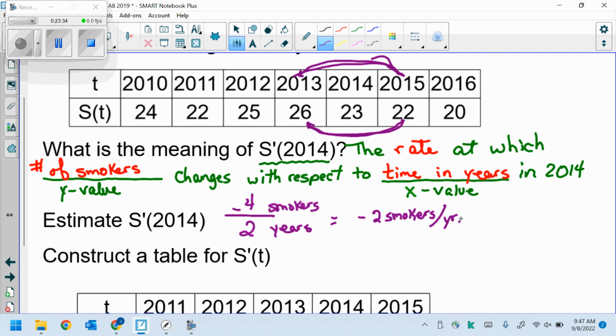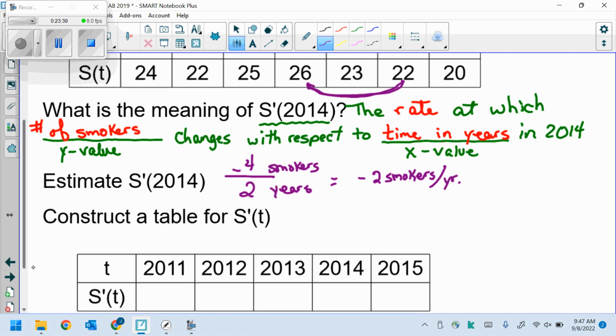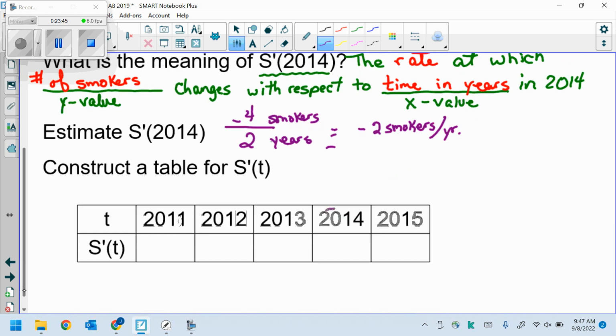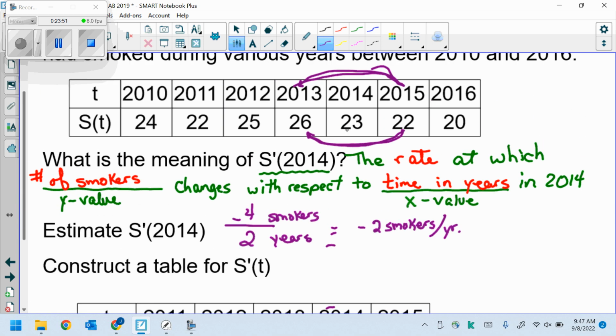Now, construct a table. Okay, we're not going to do it. I know this is negative 2. Could I find it for 2013? Could I find y2 minus y1 over x2 minus x1? I could do that. I think you have the idea from here. And so this is how we're going to come up with the derivative as a function.